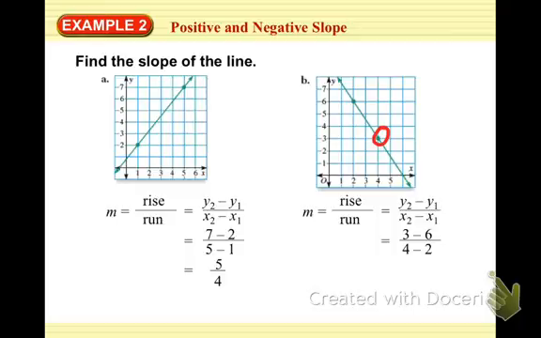So if you take 3 minus 6 and 4 minus 2, notice that you would get a negative 3 over 2, or the whole slope fraction would be negative, and that is indicated also by the direction of the line.